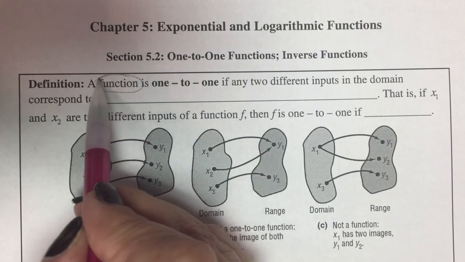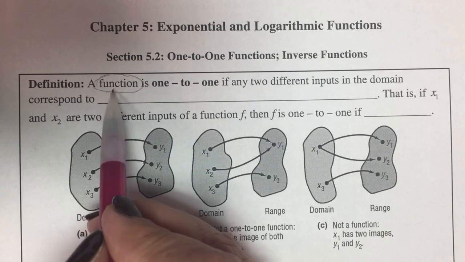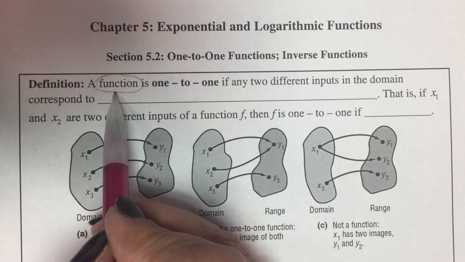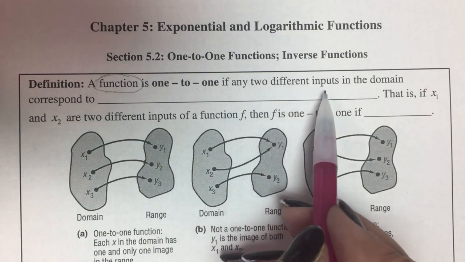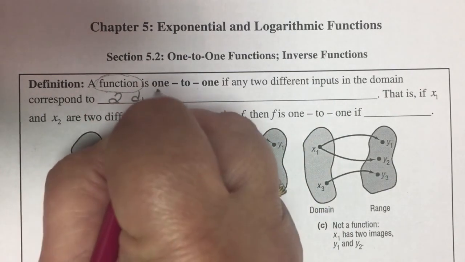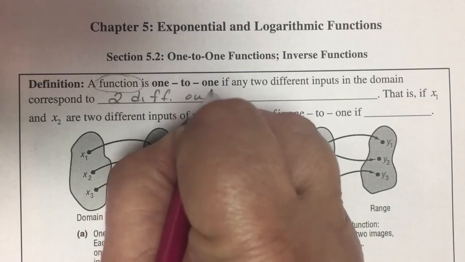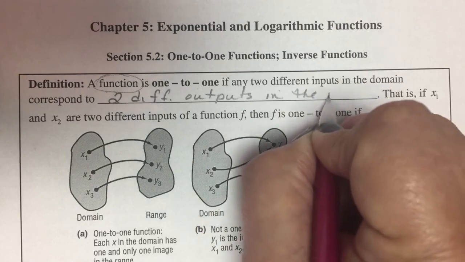So if I'm talking about only functions, remember what that means is it means that the graph passes the vertical line test, and it also means that if I were to look at a set of ordered pairs, none of the domain or none of the x's repeat. That's going to be important to knowing what one-to-one is. So a function is one-to-one if any two different inputs in the domain correspond to two different outputs in the range.